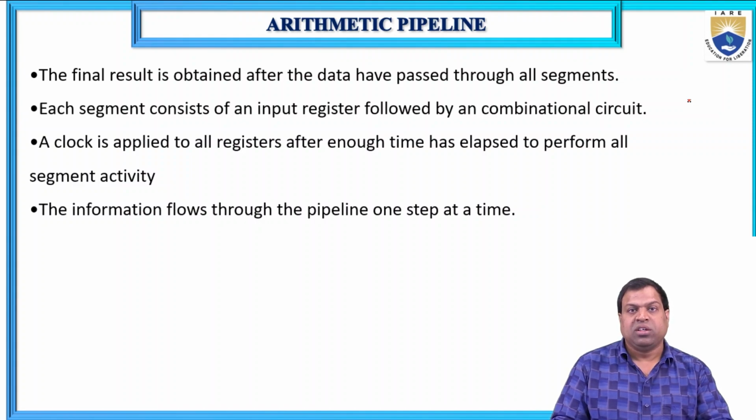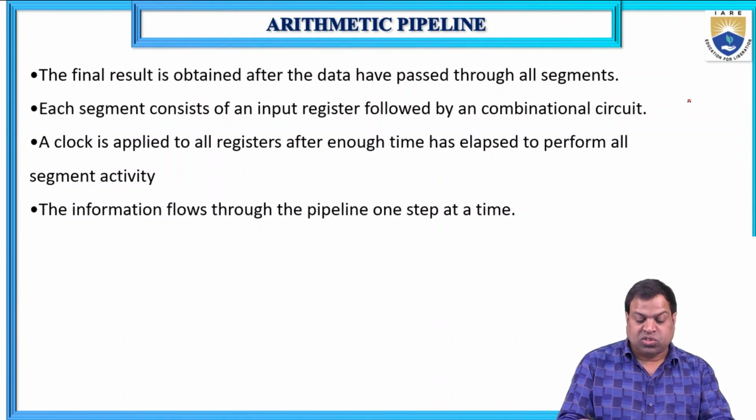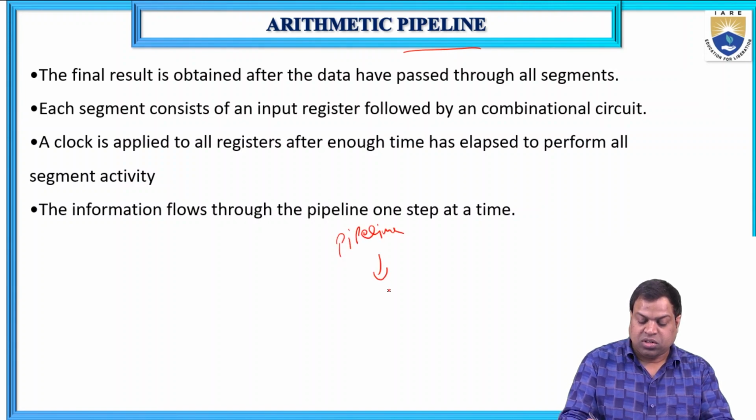Each segment consists of an input register followed by a combinational circuit. A clock is applied to all registers after enough time has elapsed to perform all segment activity. The information flows through the pipeline one step at a time. So, a pipeline is a process or operation that we are converting into sub-operations.